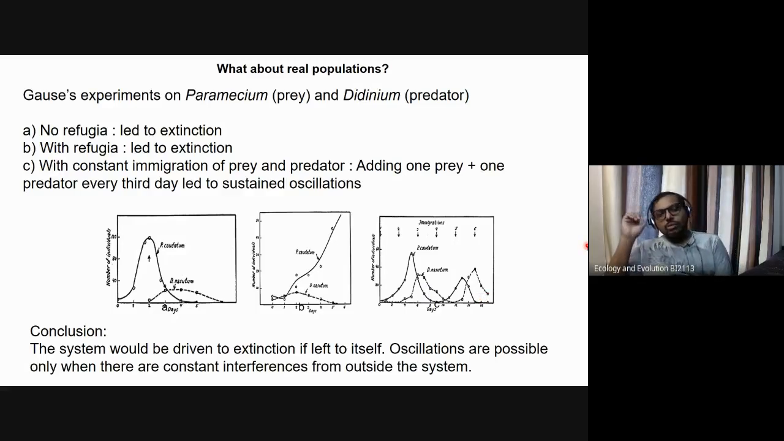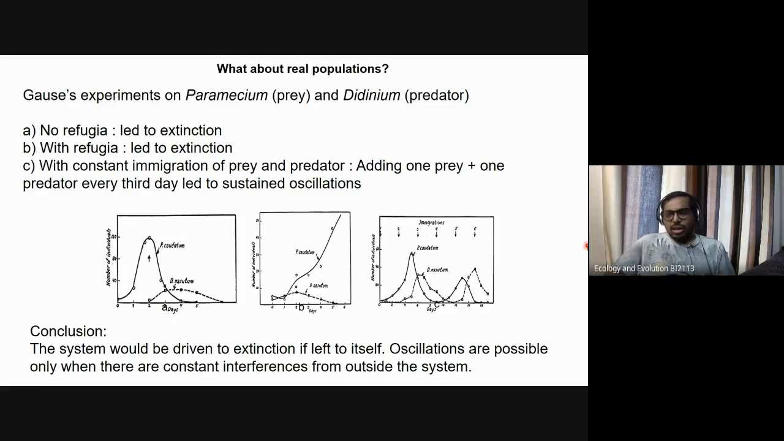Therefore, Gause's main conclusion was that in these kinds of systems, they will always drive themselves to extinction if you leave them on their own. And therefore, the kind of oscillations that you see in nature are possible if and only if you assume that it's not a closed system, it's an open system, with constant migration from outside. Gause's solution to why we obtain those nice oscillations was that in nature, no population is a closed population, and therefore it's migration which is sustaining the whole thing.